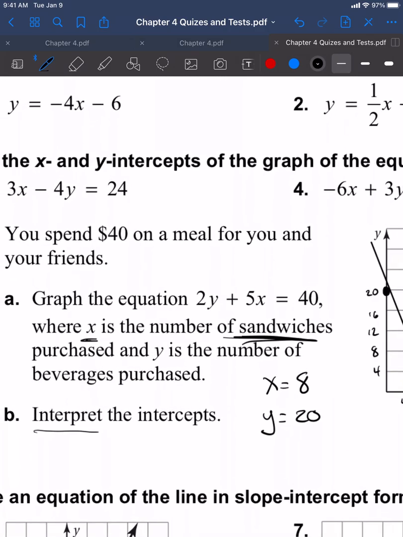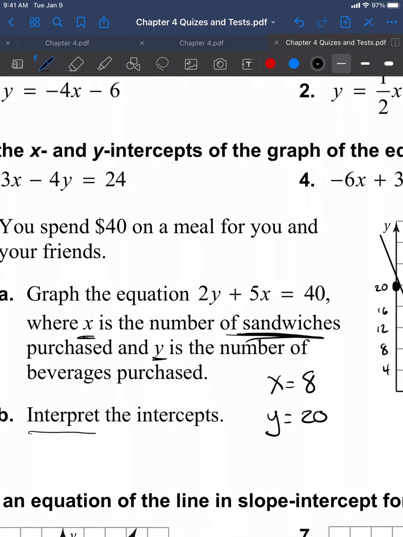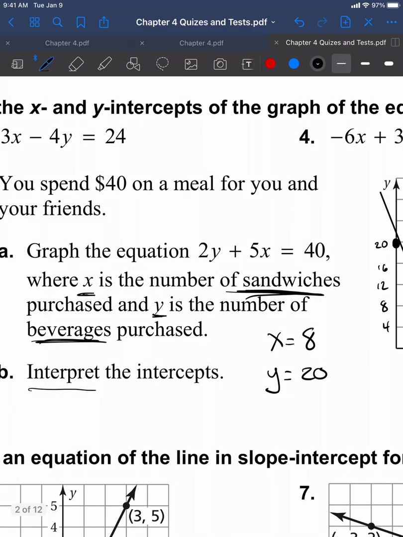X is the number of sandwiches. Y is the number of beverages. So when I say interpret the intercepts, I'm saying 8 what? 8 sandwiches and Y is 20 beverages. There we go. And then Y, which is 20 beverages. That's what it means by interpret the intercepts, okay?